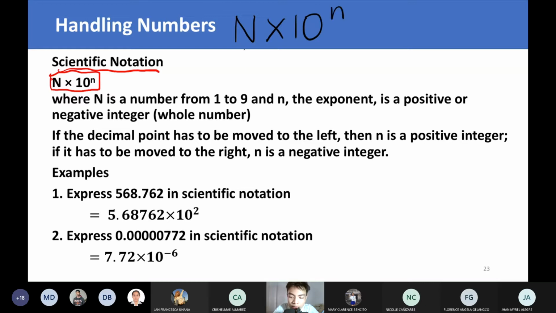Isa-isahin natin. Itong capital letter N, what is this? This is the coefficient. Tama ba spelling ko? Check nyo na lang. So that is the coefficient. The coefficient is actually derived from your original number. Paano po dinederive yan? Mamaya daanan natin. And your coefficient should have values between 1 to 10.